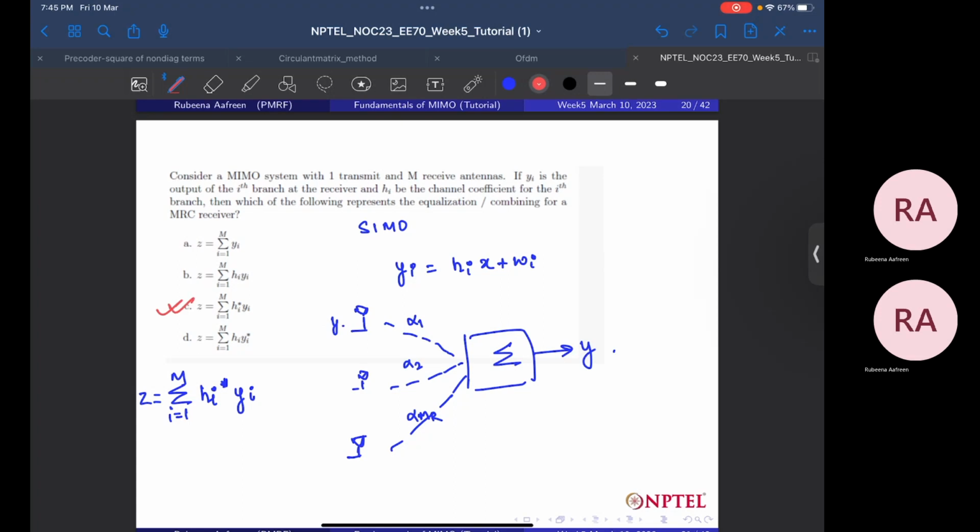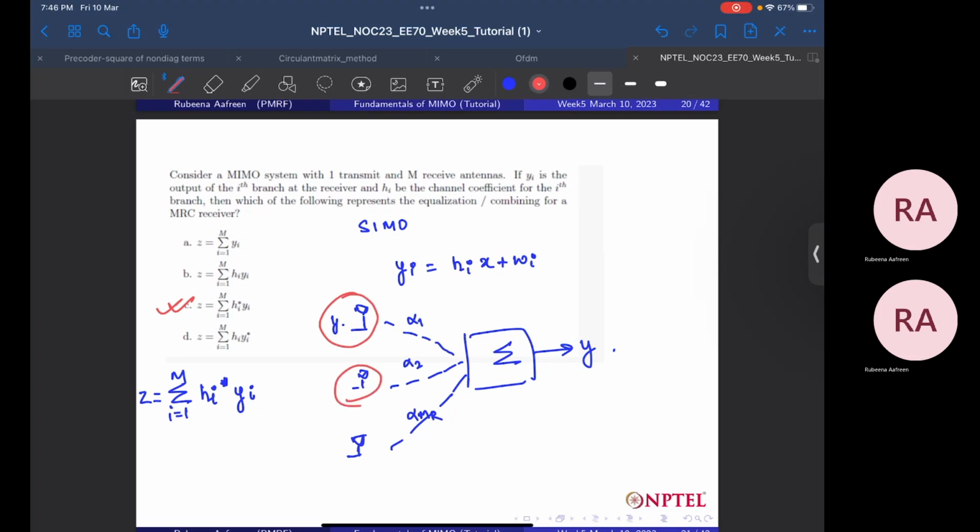So always proceed step by step, looking at what is happening at each receiver branch. You have to see that this is given as Yi, and here the transmitter is there. These are the channels, and after this part, MRC processing happens.